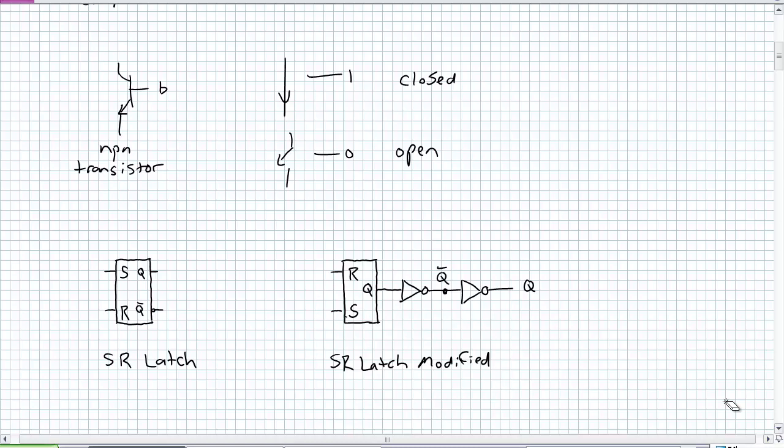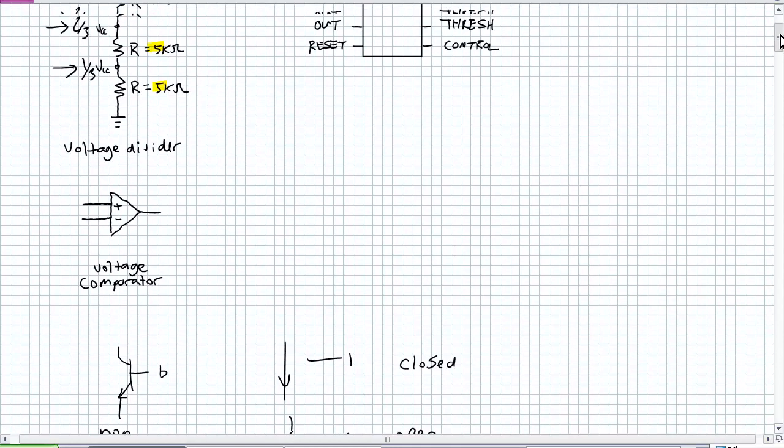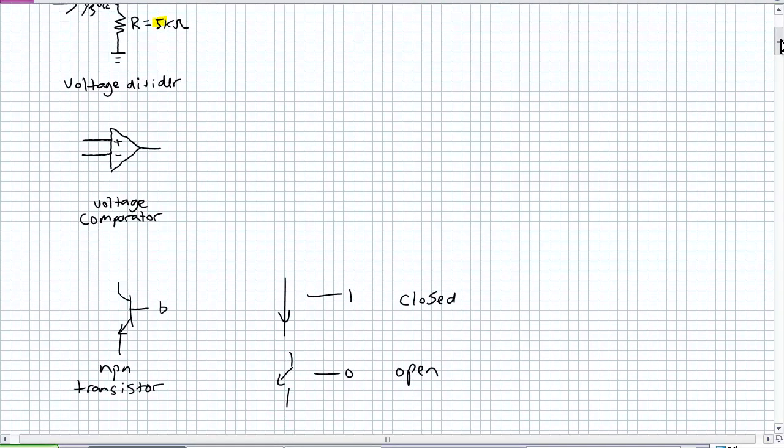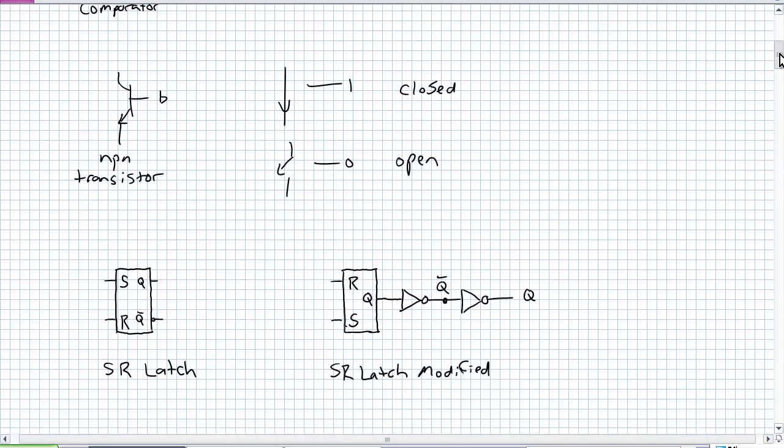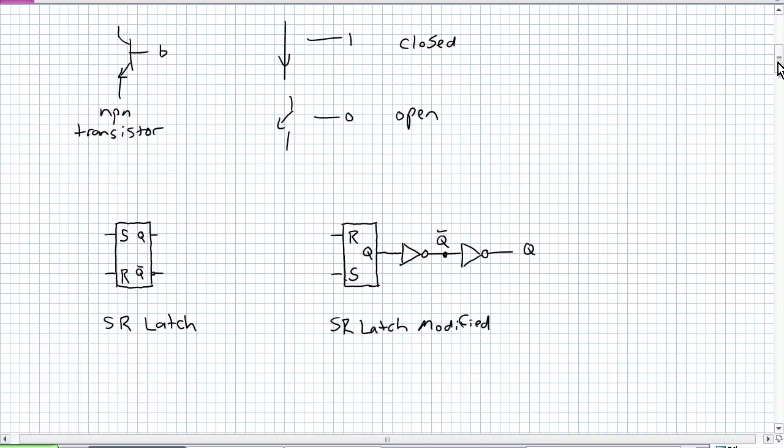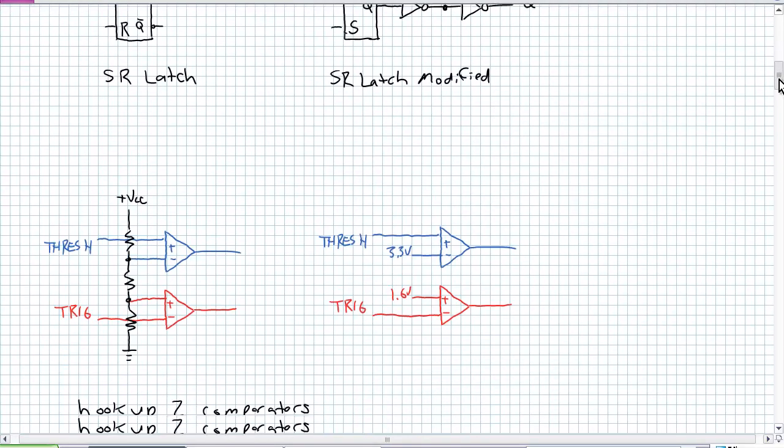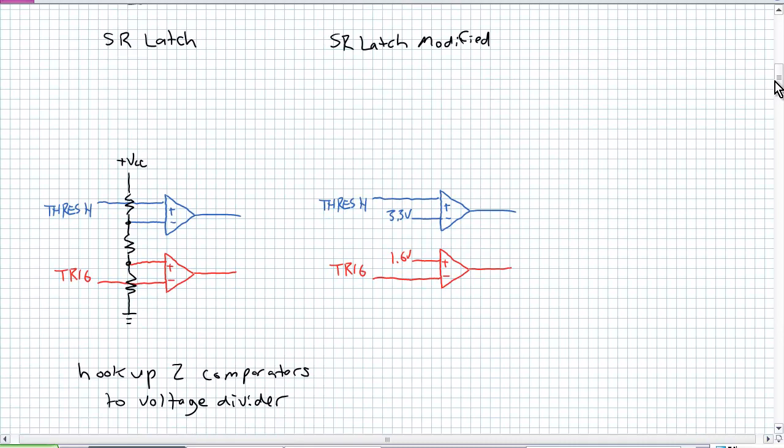All right, let's take all these components that we've just discussed. We're going to take our voltage divider, 2 voltage comparators, that single NPN transistor, and our modified SR latch. What are we going to do? We're going to hook up the 2 comparators to the voltage divider. Okay, so look what's going on here. The threshold is the input for the top comparator's plus.